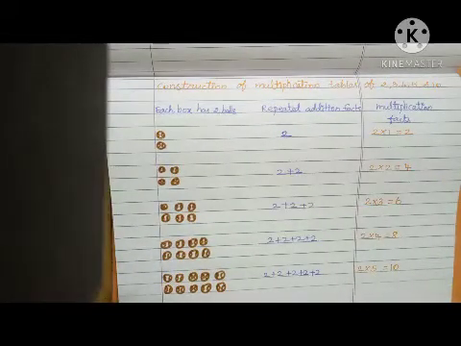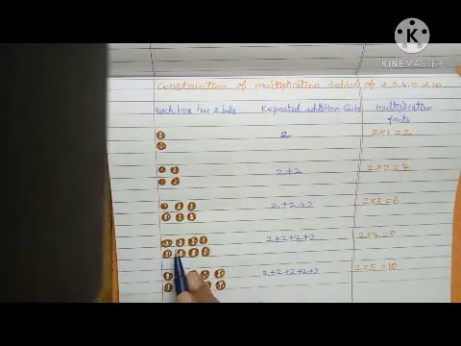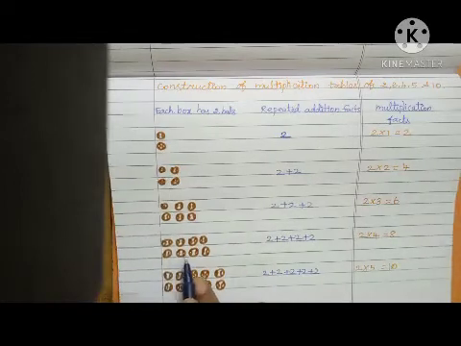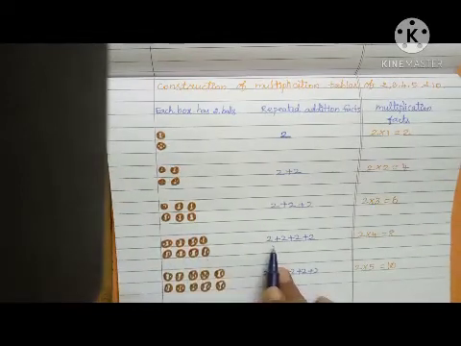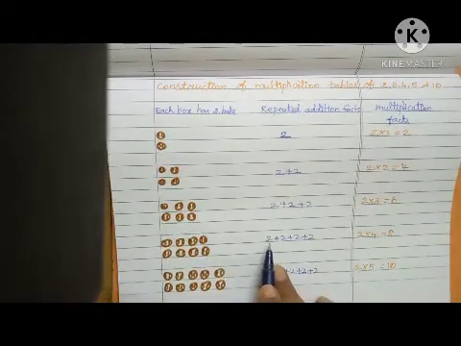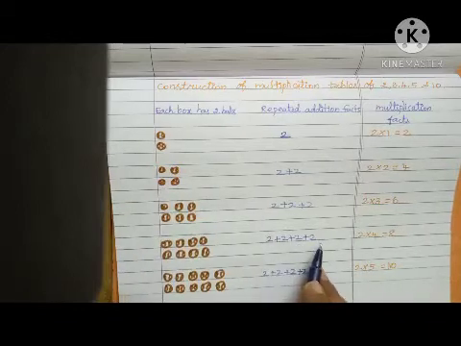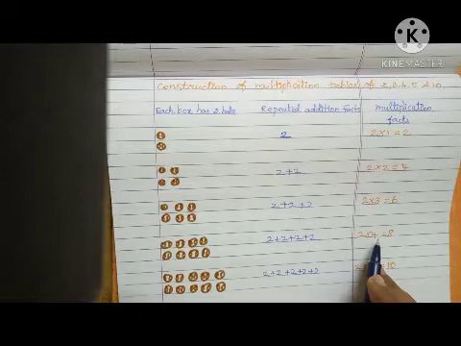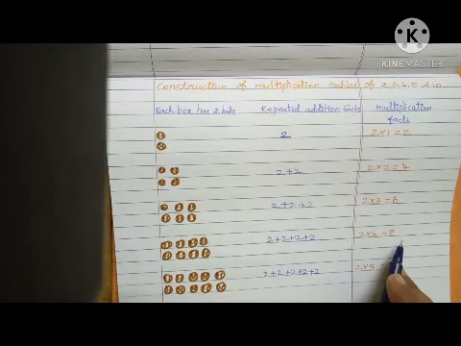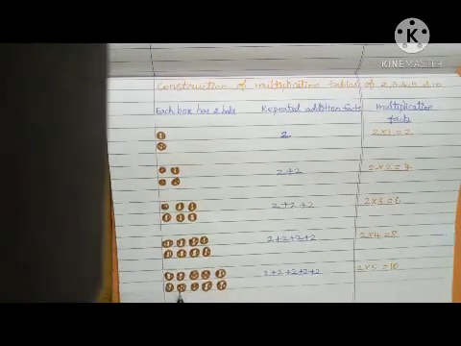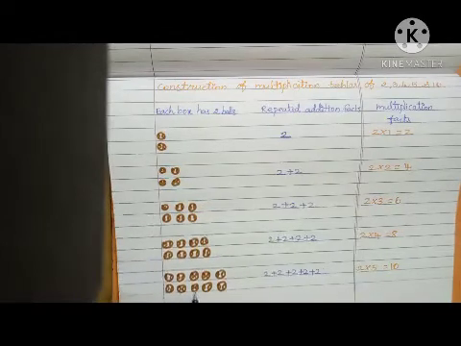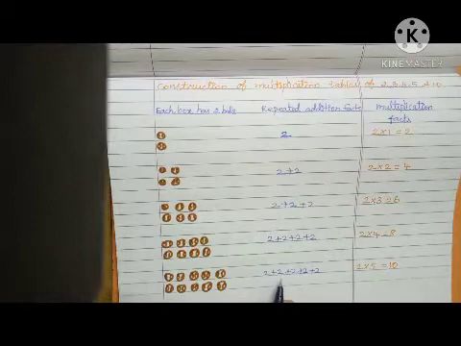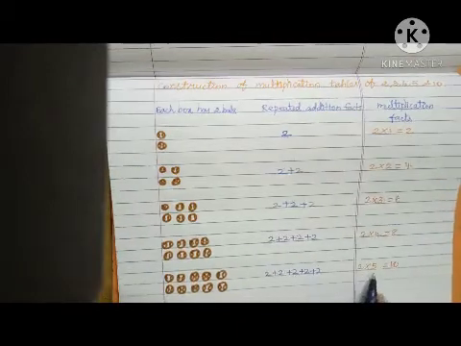The next one. 4 times is given here. 1, 2, 3, 4. 4 times 2 balls. So 2 plus 2 plus 2 plus 2. So each one has 2 balls. 4 groups are given here. 2 4s are 8. Then same method here now. 1, 2, 3, 4, 5 groups. So 5 groups have 2 balls. So 2 5s are 10.